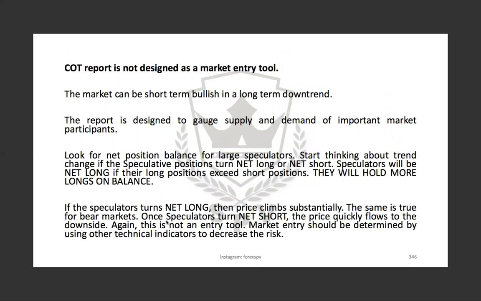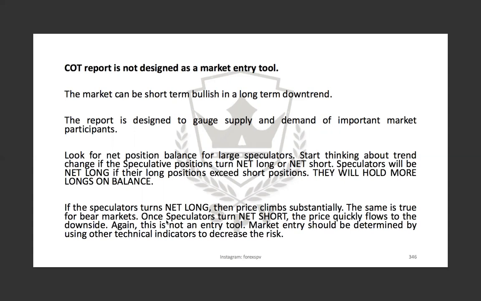I have the spreadsheet where every week I feed in the numbers, and I can clearly see if the number of longs has increased or the number of shorts, and I usually look for the net position balance for large speculators. Are they net long or are they net short? And this goes along with the market structure. So if they're net long and the market structure is bullish, then I know that this trend is still going up.